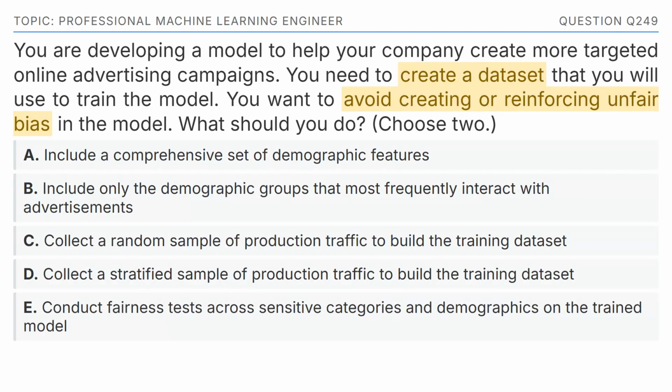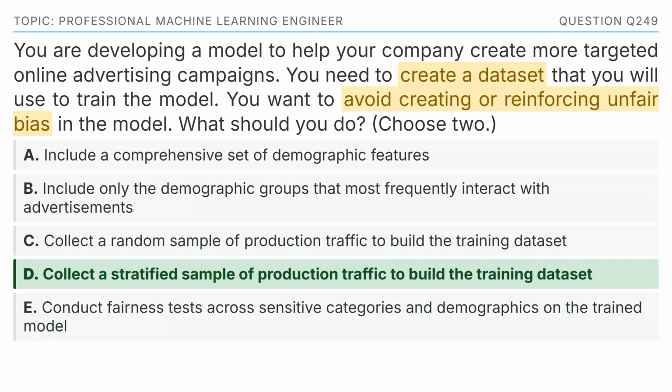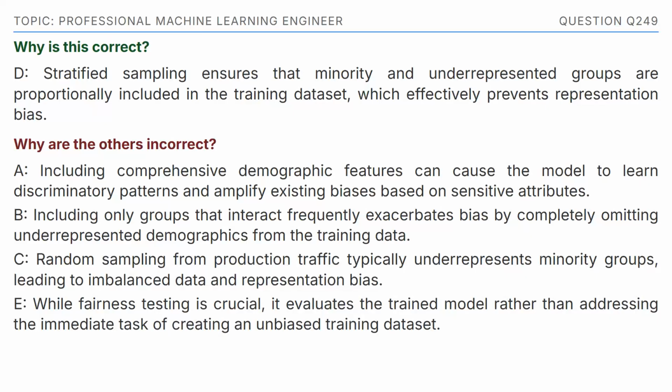To arrive at the correct answer, we focus on the keywords: create a dataset, avoid creating or reinforcing unfair bias. The correct answer is option D, collect a stratified sample of production traffic to build the training dataset. Why is this correct? D. Stratified sampling ensures that minority and underrepresented groups are proportionally included in the training dataset, which effectively prevents representation bias.